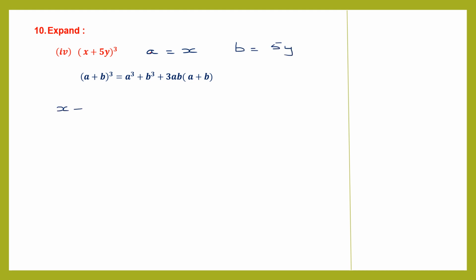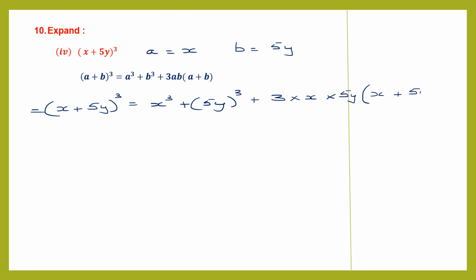So x plus 5y, the whole cube, is equal to, now according to this, this is a cube. So a is x, x to the power of 3. So x to the power of 3 plus, now b cube, and b is 5y. So that will be 5y raised to the power of 3 plus 3ab, which means 3 into a, and a is x, into b, and b is 5y, into a plus b. A is x and b is 5y.